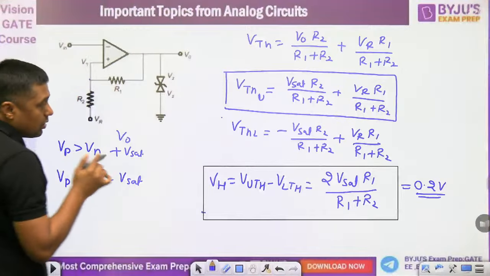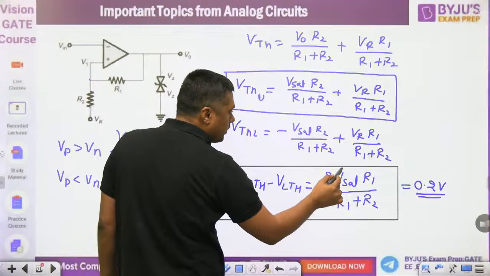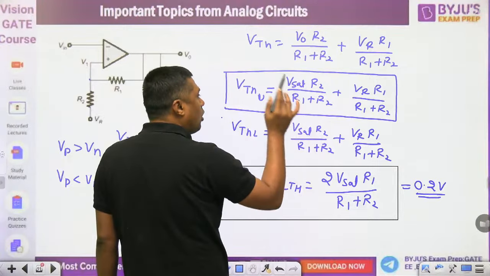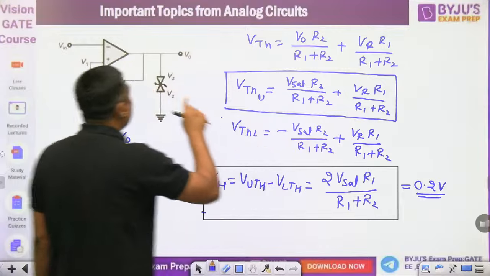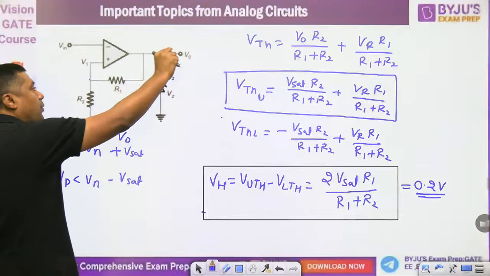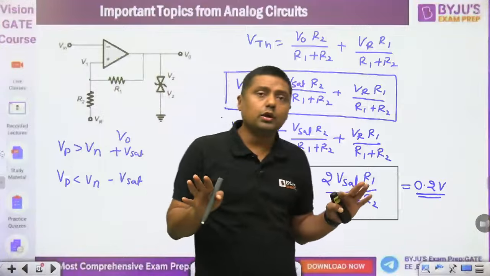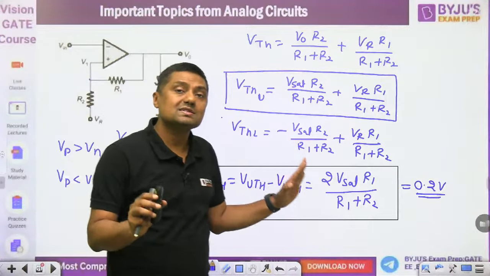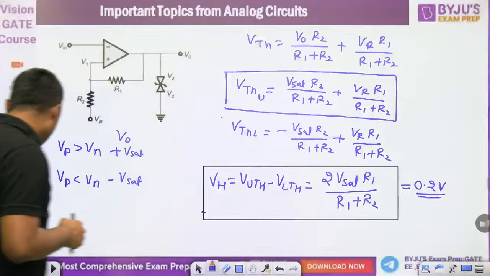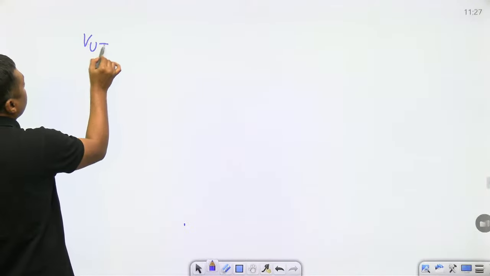Similarly, equate it to that. Again, here you have to use the positive value of V0 because the output is limited. When the output is limited, in case of upper threshold and in case of lower threshold, you have to use the positive value of the output or the negative value. If the Zener diode is not given, then you can use plus Vset and minus Vset, guys. So write down the formula. Finally, if the output is limited, then always use this formula.